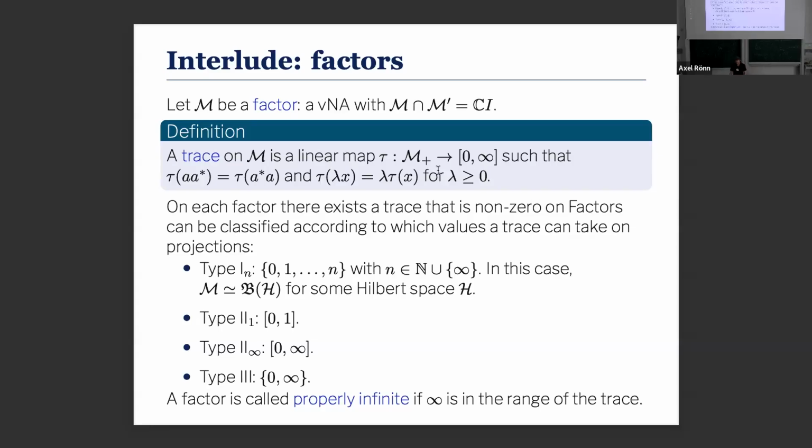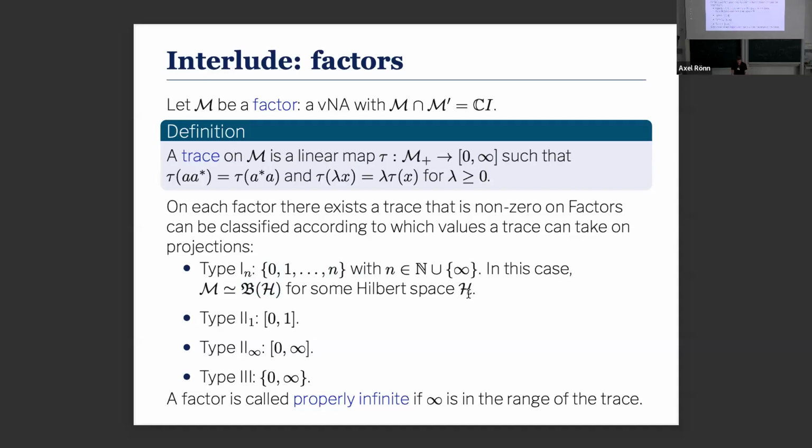But you can classify the factors in types by what kind of traces you can actually find. So for a factor of type I_n, you can find a trace such that the values on projections are, up to scaling, given by the integers, and this also might be infinity. So this is sort of the easiest case of a von Neumann algebra; namely, if this is the case, your von Neumann algebra is just B(H) for some space H. So this thing is related to the dimension of H.